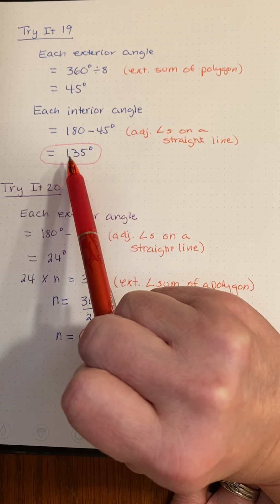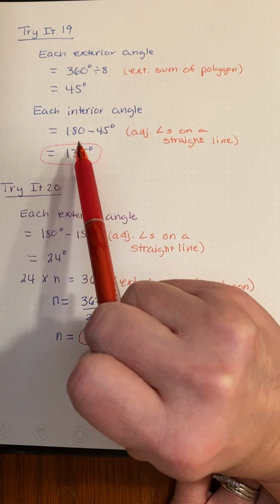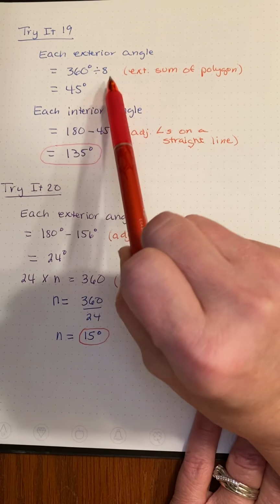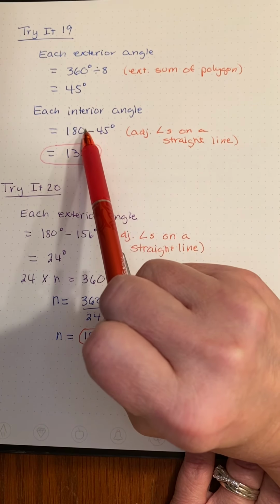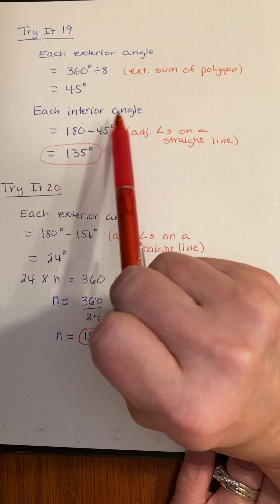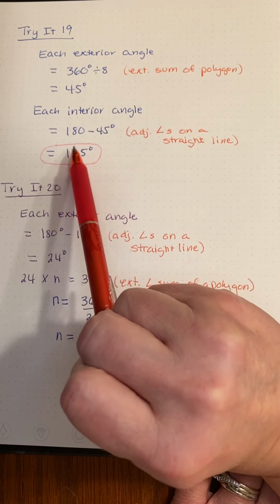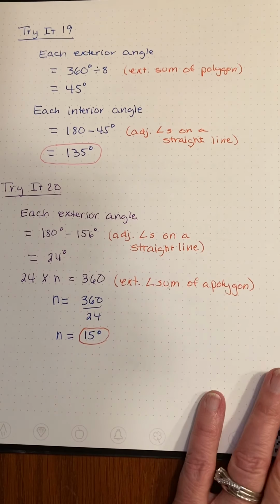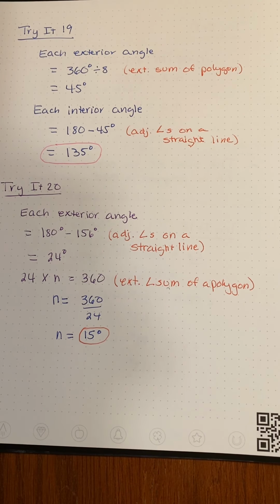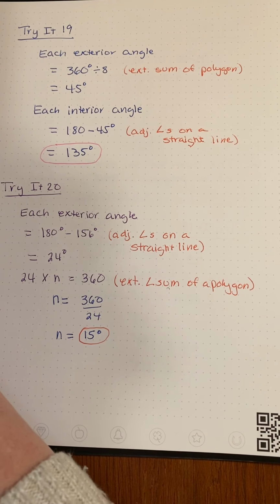You could sketch that out if you would like to. But if you remember exterior angles, once you find that, the exterior plus the interior make a straight line, which is 180, you can just find the difference, which is 135 degrees. Okay, continuing on.